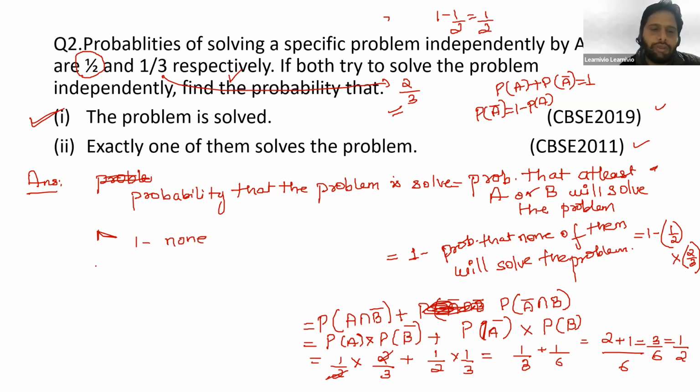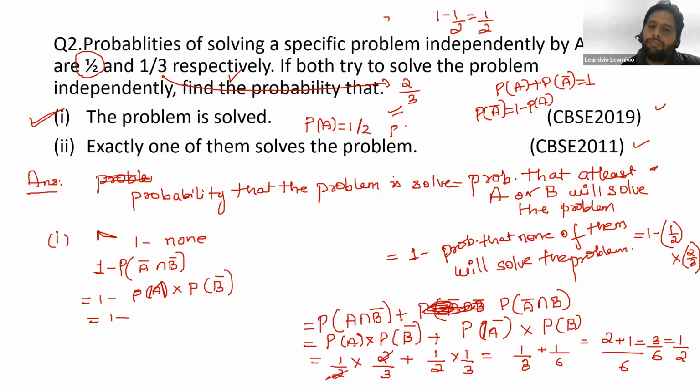Okay, Umair, just give me a minute. So 1 minus none. 1 minus none means A will not solve the problem and B will also not solve the problem. So it is equal to 1 minus PA naught, this is for the first one, into PB naught. Okay, so 1 minus, what is PA naught, Abdul? If the probability of A, I will write here, probability of A is 1 by 2, then PA naught is 1 minus PA, which is also 1 by 2. Similarly, this is 2 by 3. So cancel out this. You will get 1 minus 1 by 3, which will give you 2 by 3. Clear, Abdul?